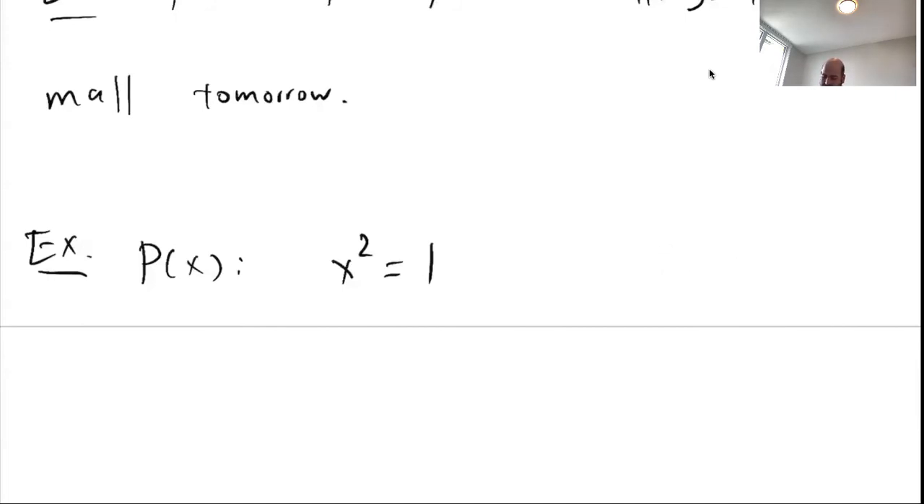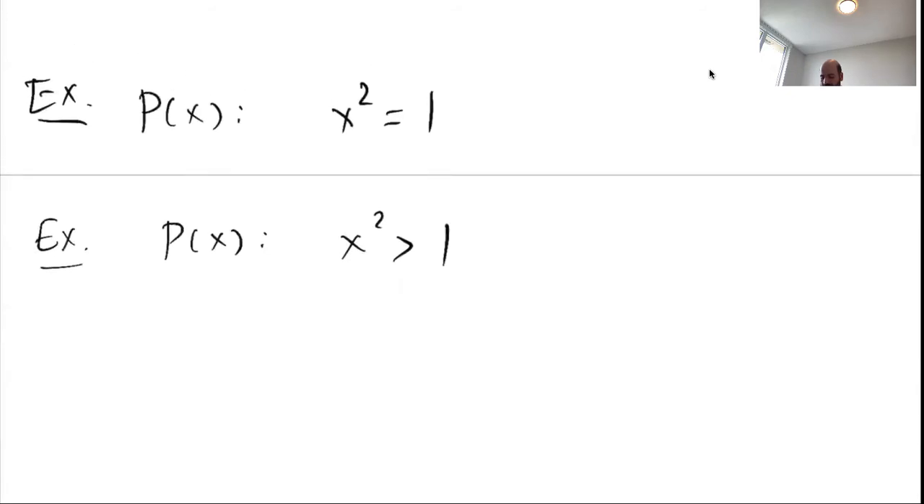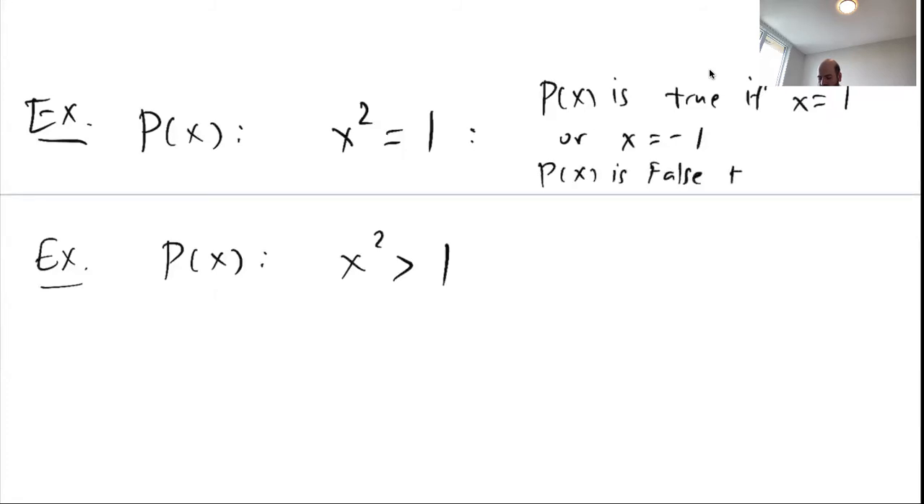Maybe I write this one as a separate example. Just P of X. Okay, so let me write this one. So P of X is true if X equals 1 or X equals minus 1. P of X is false for other values of X.